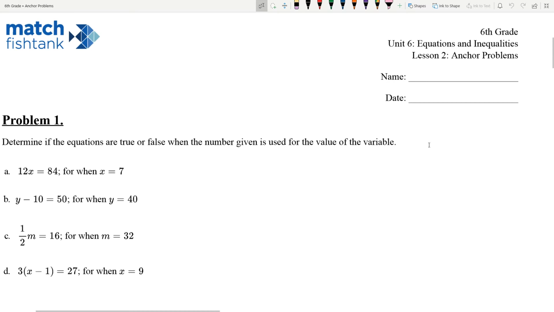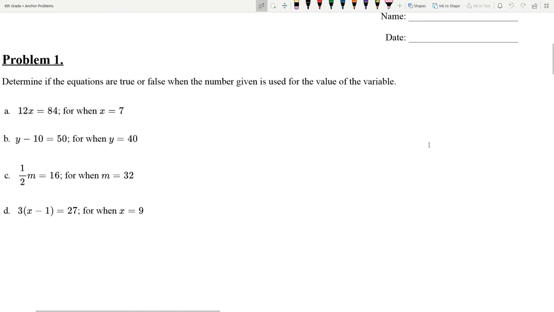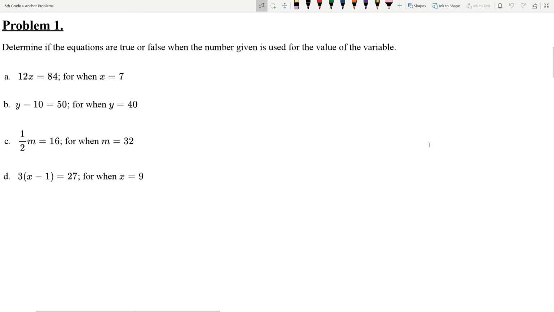Today, sixth grade, Unit 6, Lesson 2 Anchor Problems gets us going with finding solutions to equations. And question 1 really gets us going right into it. Determine if the equations are true or false when the number given is used for the value of the variable. And so, sounds fancy, really isn't. 12x equals 84 when x equals 7. Well, let's test this out.